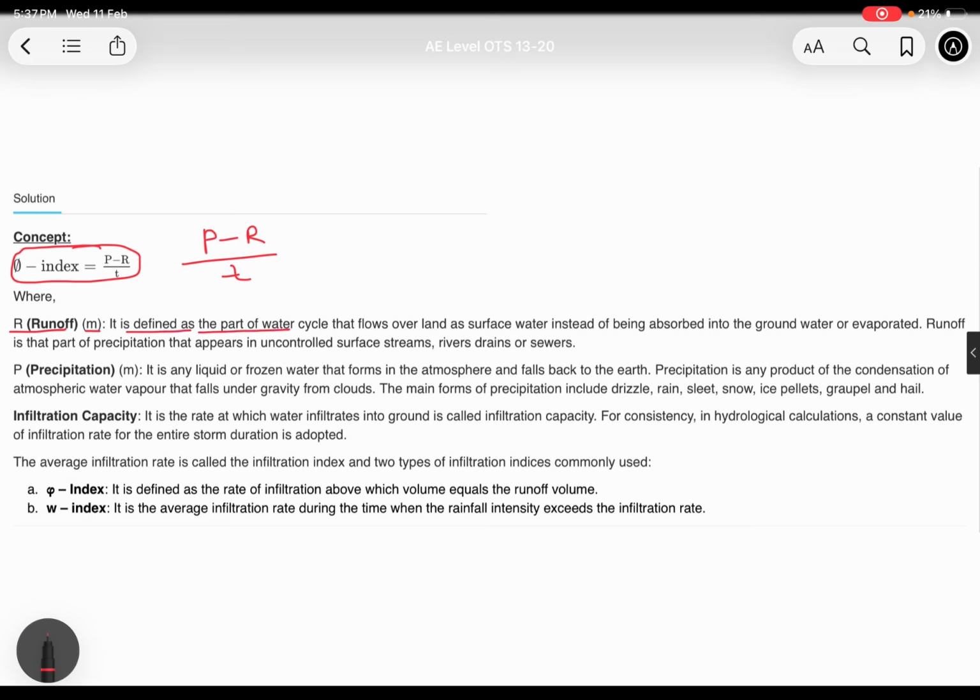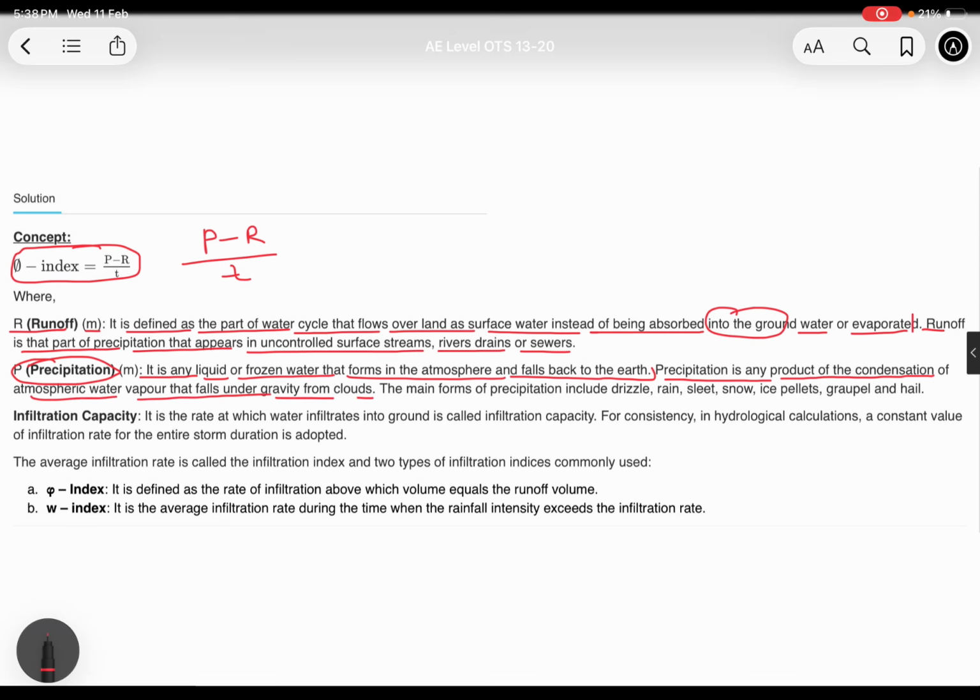Runoff is defined as the part of the water cycle that flows over land as surface water instead of being absorbed into the groundwater or evaporated. The runoff is the part of the precipitation that appears in uncontrolled surface streams, rivers, drains or sewers. P is the precipitation. It is any liquid or frozen water that forms in the atmosphere and falls back to the earth. The precipitation is any product of the condensation of atmospheric water vapor that falls under gravity from the clouds. The main forms of precipitation include drizzle, rain, sleet, snow, ice pellets, graupel and hail.